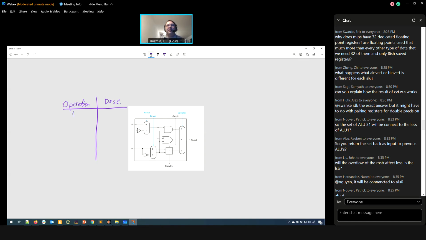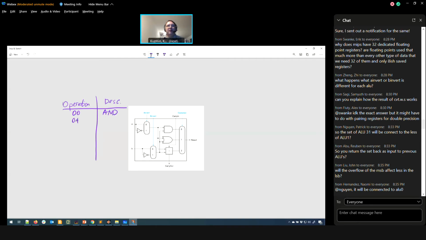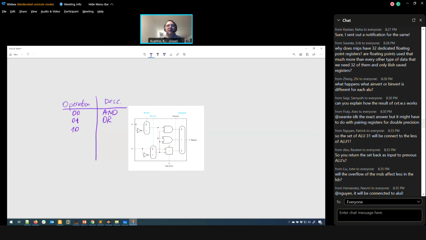0, 0 is AND. Good. 0, 1 is OR. Cool. And then 1, 0 is addition, the adder. Okay. And then 1, 1 is undefined. Yeah, so unused, not NA, unused, whatever. Right. What about subtraction? I don't see subtraction here.